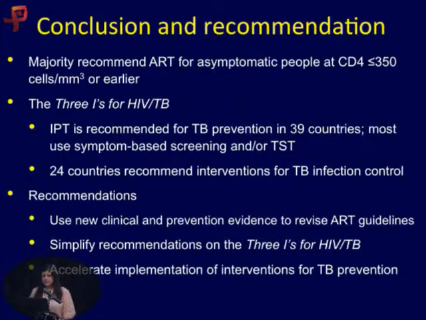So in summary, we found that the majority of countries are consistent with WHO guidelines and recommend ART at less than 350. Some of the countries are even recommending earlier ART. Also, countries are adopting IPT for TB prevention. But there are many countries in the high burden areas which are not consistent with the WHO guidelines on ART or TB prevention. So increased efforts are needed to accelerate implementation of interventions for TB prevention.